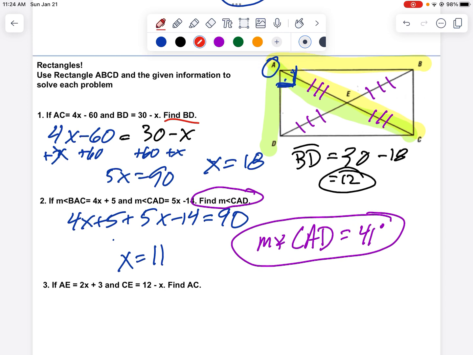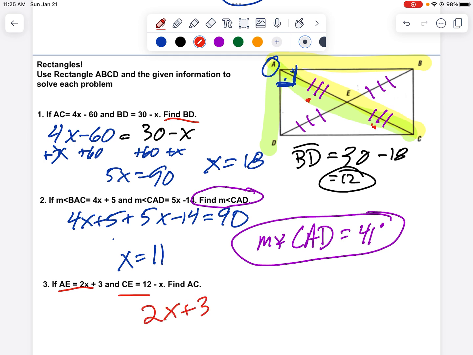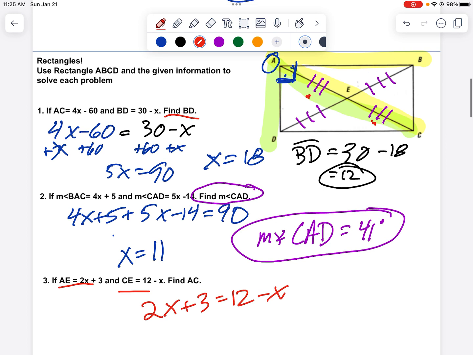All right. Next thing, I'm looking at AE and CE. Oh, it's a good thing I have these marks here. If you didn't mark these, make sure you mark them from your diagram in your packet. So I know that AE and CE are the same. It means they're equal, they're congruent, so I set them equal to each other and then just solve it out. Right now we're doing a lot of linear equations. We will eventually make these quadratic. You do get x equals 3.